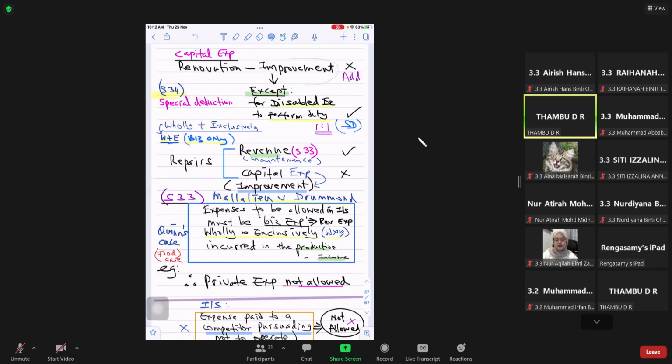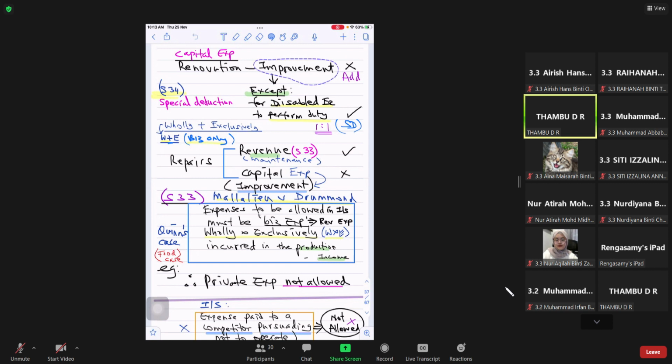Now, what is the meaning of improvement? If I spend money on the asset, and the money that you spend on the asset increases the value of the asset, if you repair the asset and the repair cost increases the value of the asset beyond the original cost. I bought the asset 5 years ago for 10,000. Now I repair. If after repairing, your cost of asset goes beyond the original cost or beyond the original standard, then that is capital.